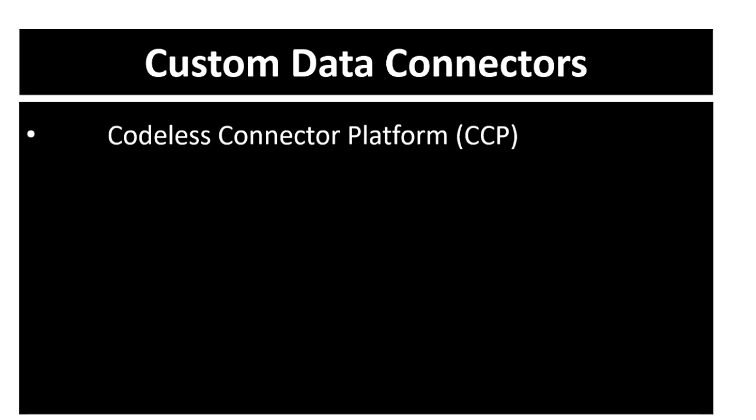Say, for example, a security team wants to ingest logs from a third party SaaS application that is not natively supported by Sentinel. Instead of building a custom API integration, you can use CCP to configure and deploy a codeless connector. Like the name says, codeless. This reduces development effort and maintenance costs.